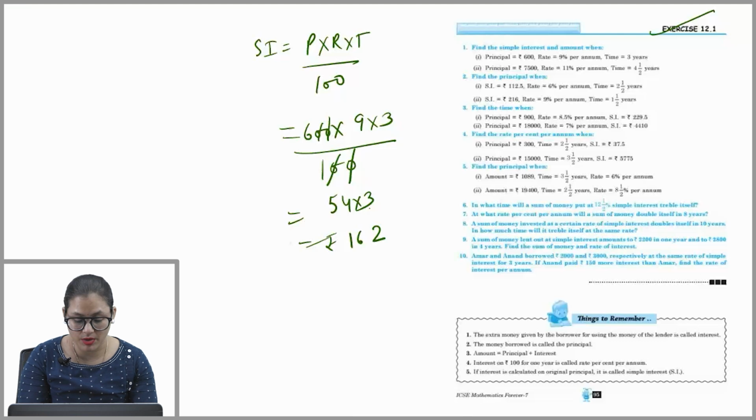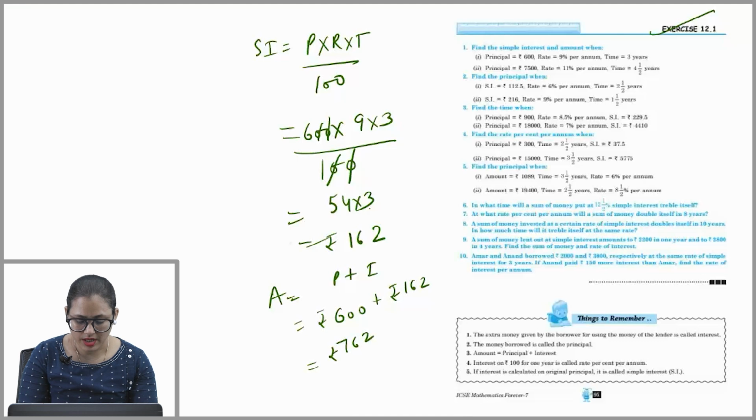We have to find amount also. Amount is what? Principal plus interest. Principal is 600 rupees, plus interest is 162. So 762 is the amount.